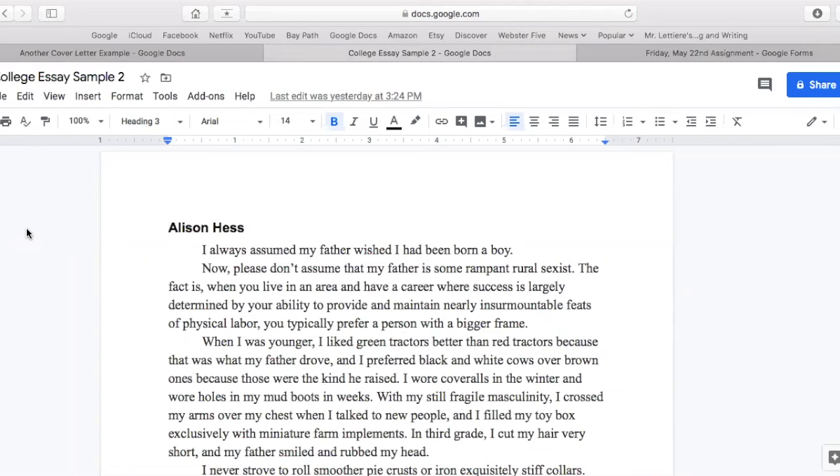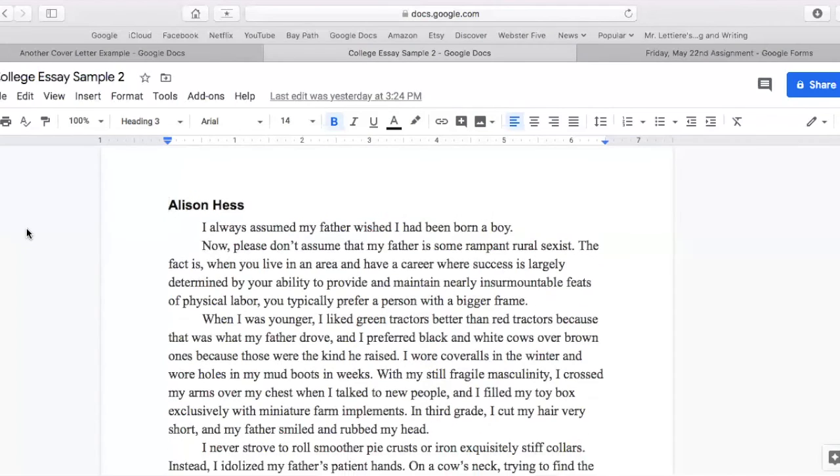I always assumed my father wished I had been born a boy. Now please don't assume that my father is some rampant rural sexist. The fact is, when you live in an area and have a career where success is largely determined by your ability to provide and maintain nearly insurmountable feats of physical labor, you typically prefer a person with a bigger frame.